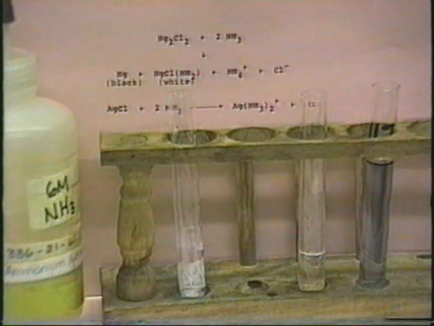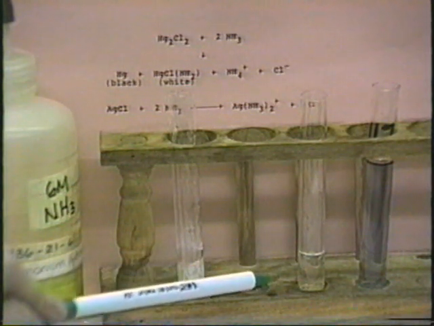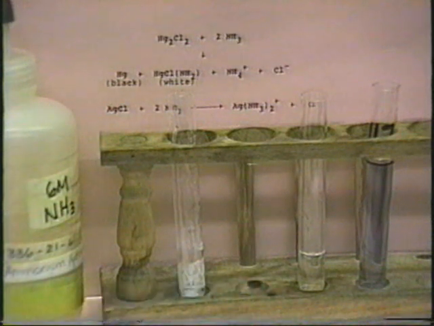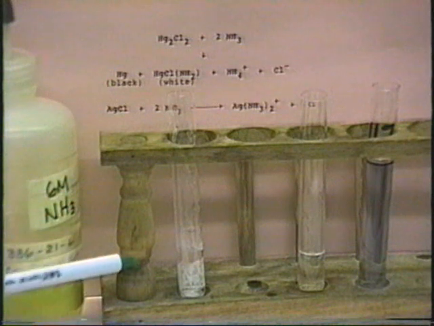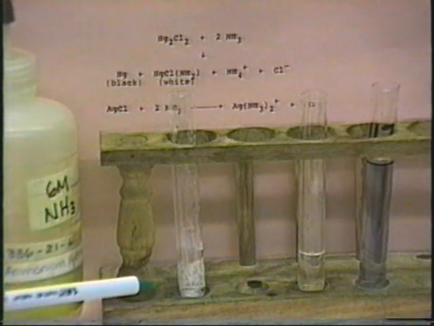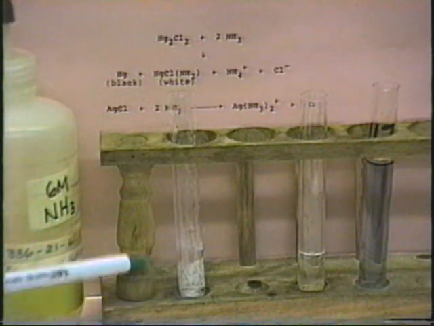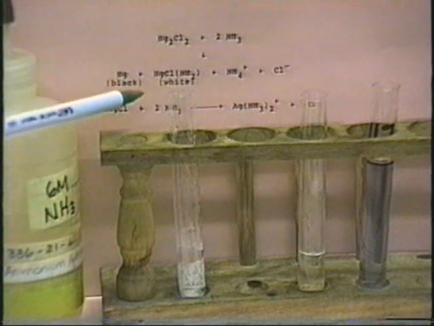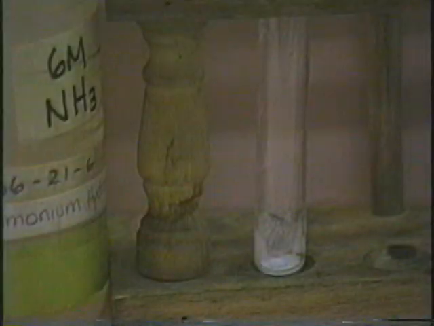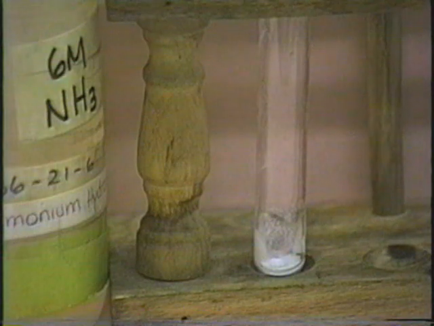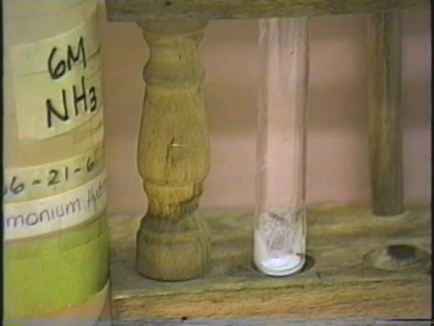Well, now we've separated out any lead which might have been present using hot water. And what we're going to do at this point is use ammonia to separate the silver, which might be in here, from any mercury which might be in here. And we'll use these equations which you see over here. Here's a close-up of what happens to our unknown when ammonia is added.